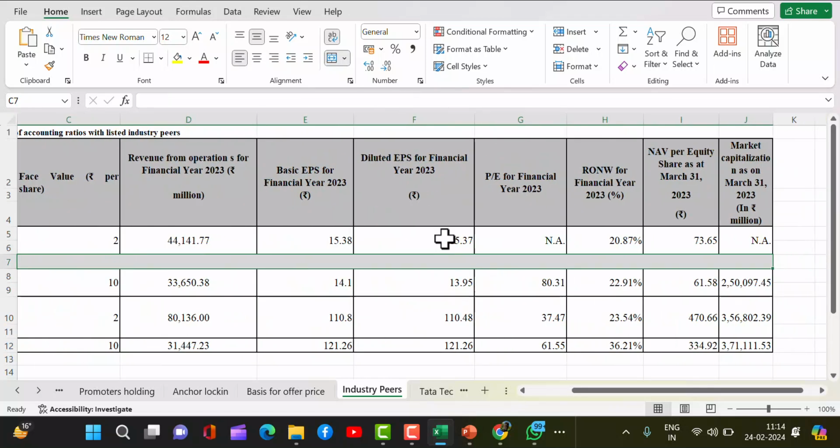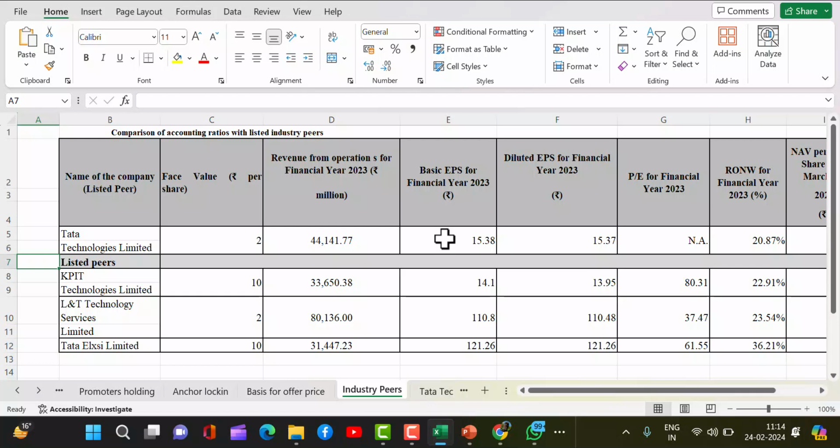Okay. Now, basic earning per share. Let's say earning per share. Tata Technologies earning per share is 15 rupees. Whereas the listed peer KPIT is 14 and L&T is 110 earning per share, and Tata Elxsi is 121. These two companies are trading at very high earning per share. That is their own earning per share. Look at the PE ratio. Now, PE ratio is more important. Of course, Tata Elxsi is not calculated on the basis of upper band and lower band, comes close to 30. So this is trading at 80, 37 and 60. So KPIT has the highest PE ratio.